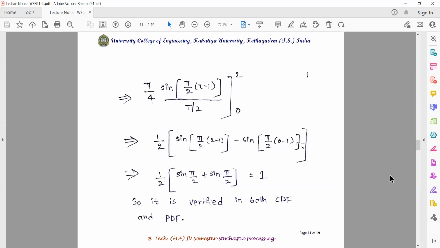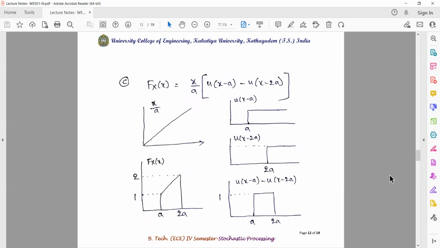So we can check the properties of CDF, alternatively the properties of PDF also. Right. So this third one is an interesting one. So we'll see here, Fx of x is equal to x by a times u of x minus a minus u of x minus 2a. See here, u of x is the unit step function. U of x minus a is the unit step function delayed by a units. U of x minus 2a is the unit step function delayed by 2a units.